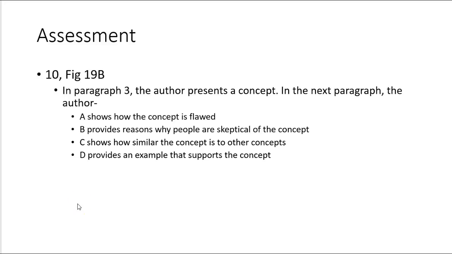Here's another 10. In paragraph 3, the author presents a concept. In the next paragraph, the author does what? And notice it talks a little bit about a fallacy here. It shows how the concept is flawed, provides reasons why people are skeptical of the concept, shows how similar the concept is to other concepts, provides an example that supports the concept. This also points to our patterns of persuasion. What pattern does this fit, and how does it work?